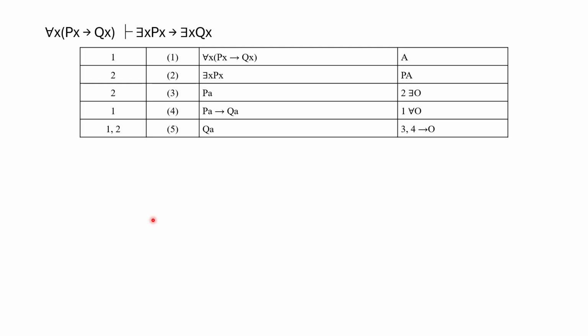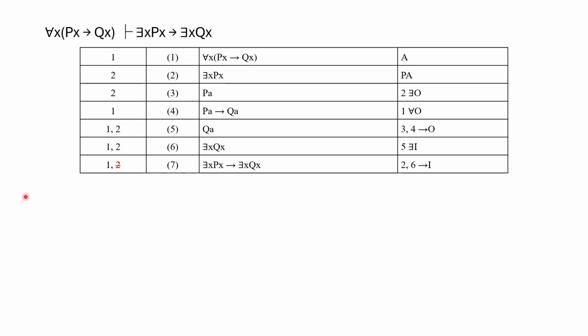And then once I've done that, I have something that exists that is a Q, so I can just introduce an existential quantifier there. I'll replace the A with an X, fix the existential quantifier out to the front of it, and now look, I assume the left side of my arrow here in 2, I derive the right side of my arrow here in 6, so I can just build my arrow in line 7 from 2 and 6, arrow in, and then making sure that I drop out the assumption number associated with the PA here.